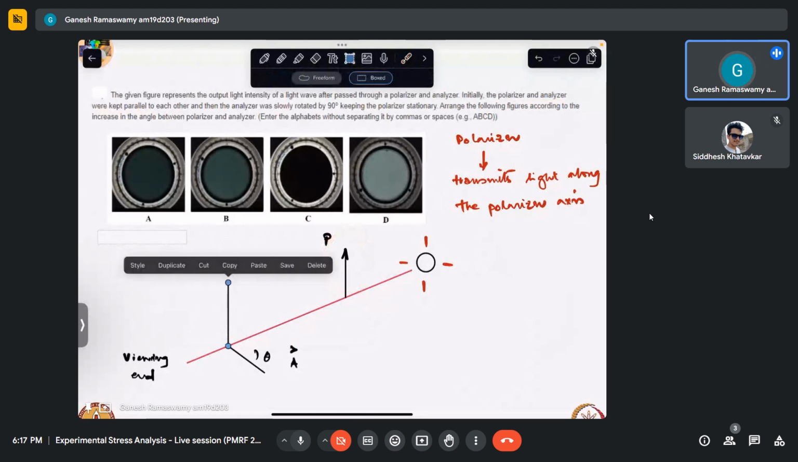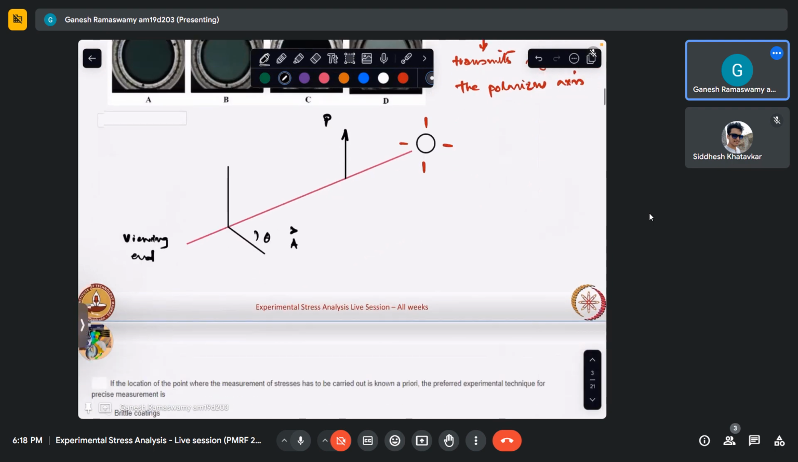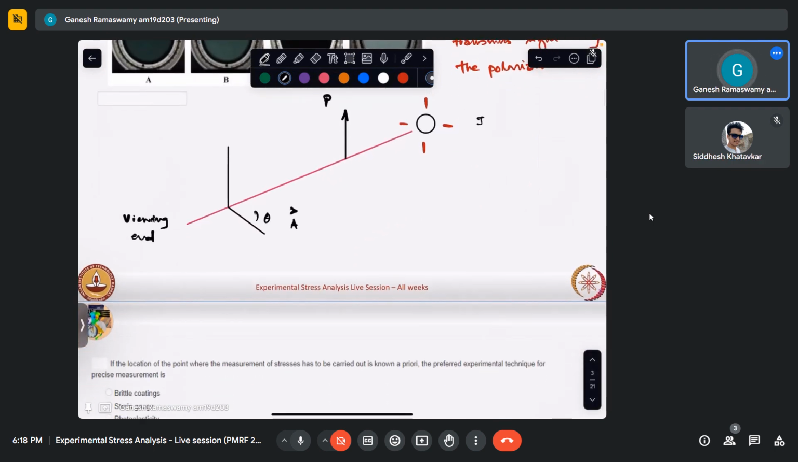What we are doing is, initially it is kept parallel, then we are slowly changing the angle. Now it says arrange the following figures according to the increase in the angle between the polarizer and the analyzer. So if this is theta, initially when this was kept parallel, the difference between the polarizer angle and the analyzer angle is zero. Initially both were parallel, so initially it was zero.